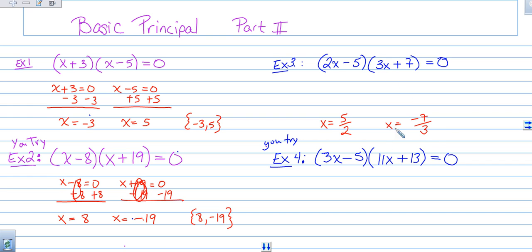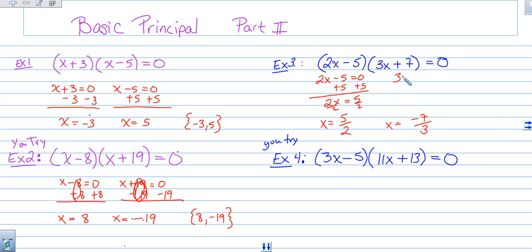And since neither of these will reduce, that is the answer. So let's see how you'd get that. Well, you would take the 2x minus 5, set it equal to 0. You would add 5 to both sides. You get 2x equals 5, and then you'd have to divide by 2 on both sides, leaving you with 5 over 2. Okay?